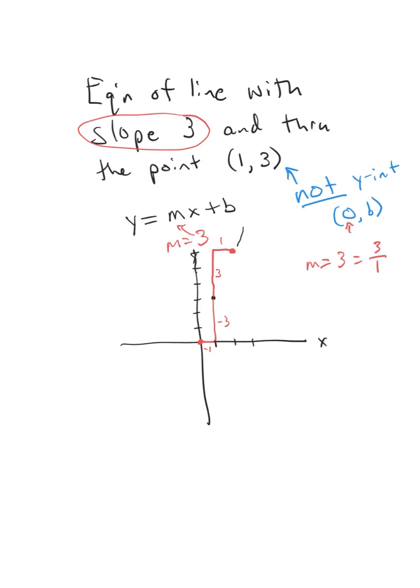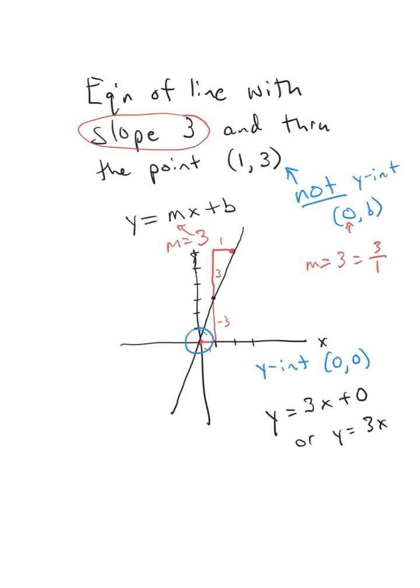Remember, these 3 points all line up, and this one in particular is the y-intercept, right? If I just trace that back, the y-intercept is (0, 0). Now I can plug that in. That means that the equation of the line would be y equals 3x plus 0, or simply y equals 3x.